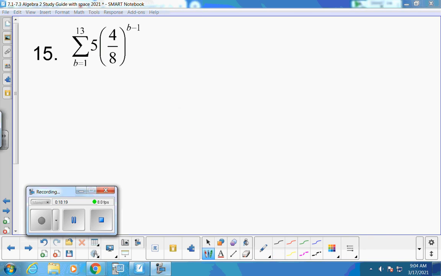Number 15 had a slight typo to what I printed out for the students. It has to be term 1 to 13. I'll have to fix the PDF that I put online.